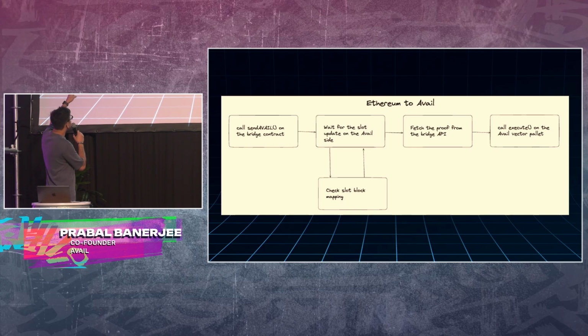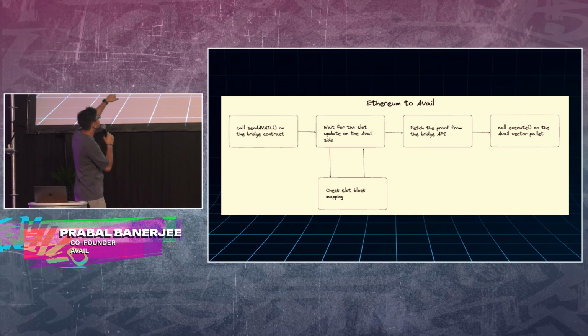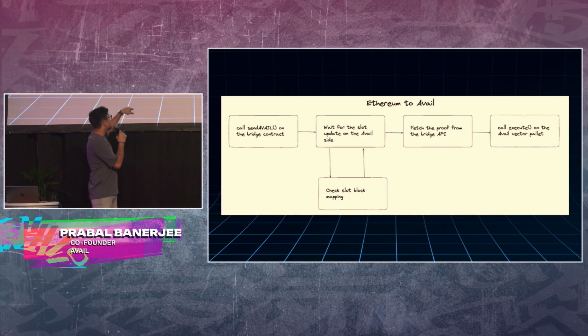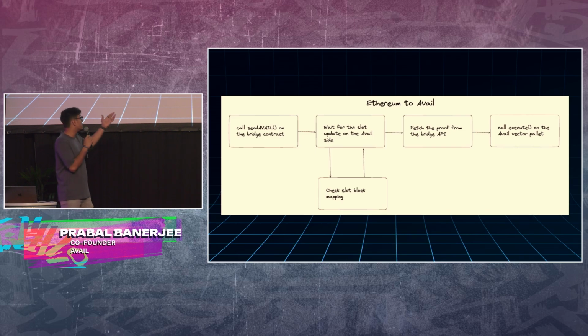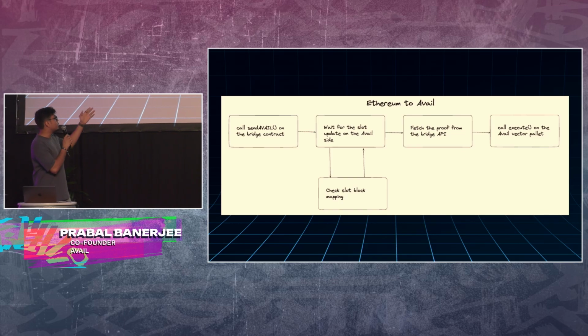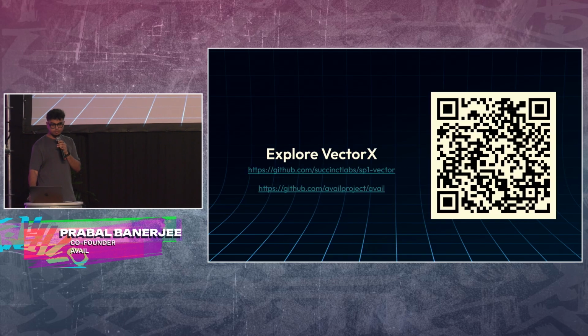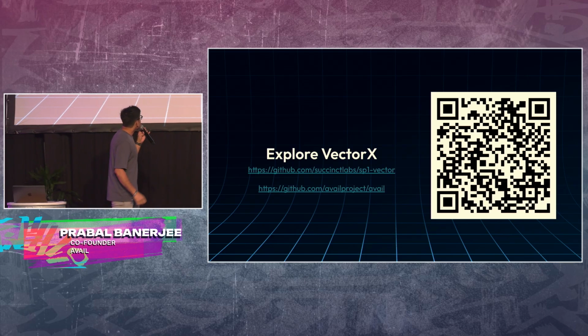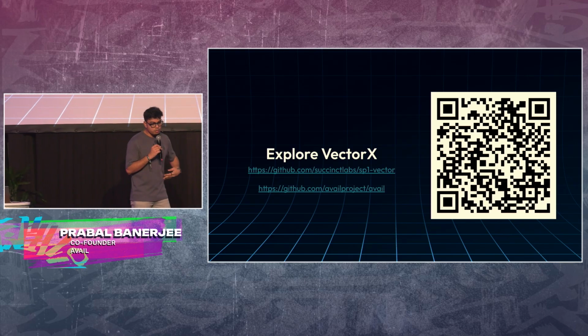You have a send Avail contract on the Ethereum side. You wait for the slot to be on Avail. You check the slot to block mapping because blocks mean nothing. Everything is mapped to a slot, and slots are what get finalized. And then on top of that, you fetch the proof and then call the execute. I would love to stop at this and am happy to answer more questions on this.